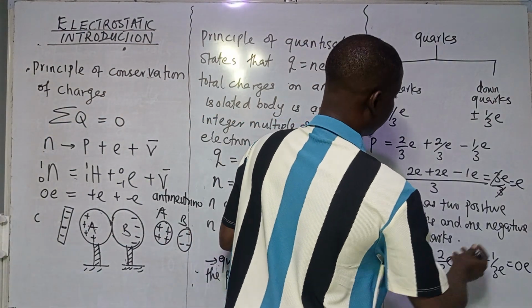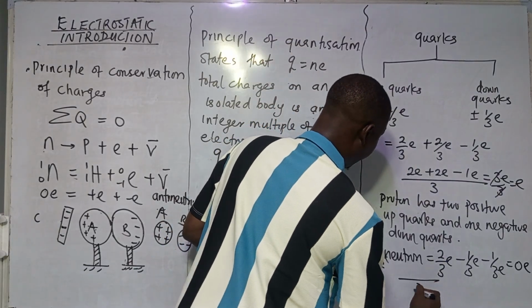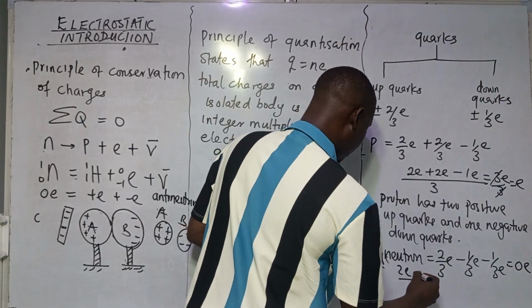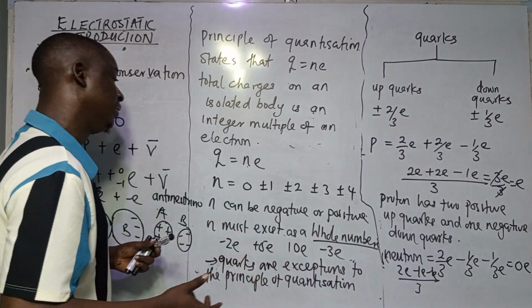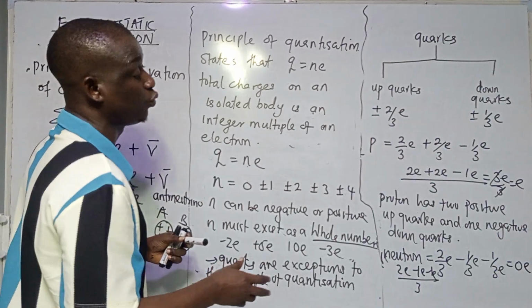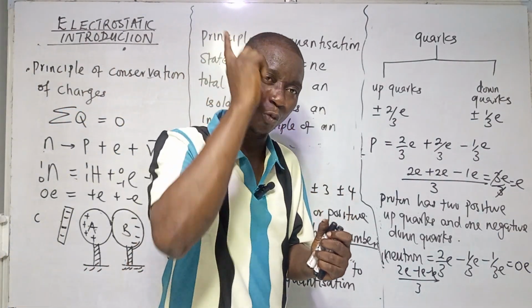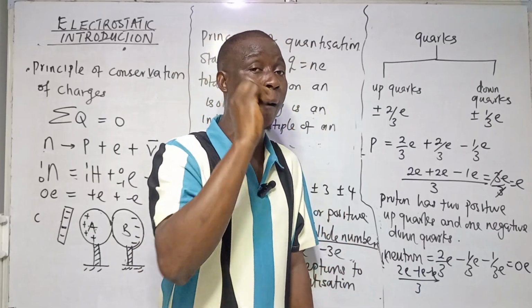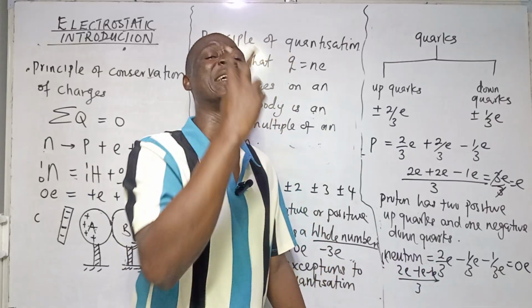Zero electrons. This one means we are going to have 3. At the end of the day, you are going to have 2e minus 1e minus 1e. At the end of the day, you are going to have 0e. That 0e means that the neutron has one positive up quark, which is 2/3, and two negative down quarks.